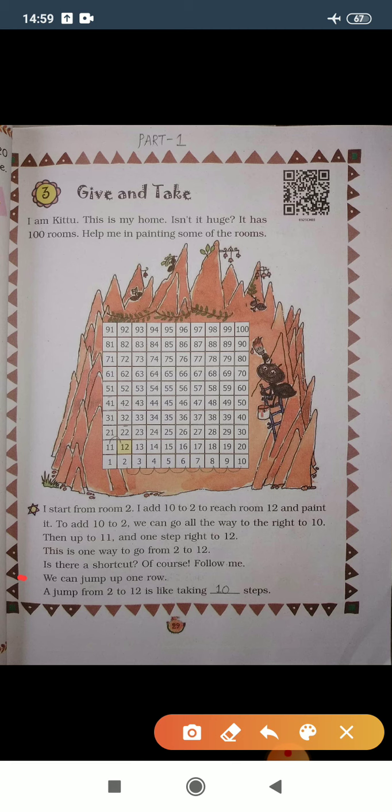So here they had solved one easy method, that he jumped from 2 to 3, 3 to 4, 4 to 5, till 12, to find out how many jumps he had taken. So a jump from 2 to 12 is like taking dash steps. How many steps had he taken? He had taken 10 steps.